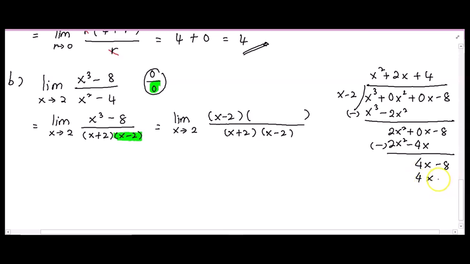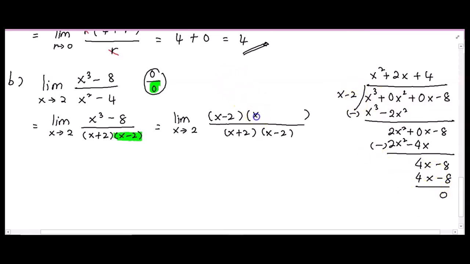Alright, 4x minus 4 multiplied by negative 2, you get negative 8. You should know you will get the 0 remainder, because when you substitute the 2 into x cubed minus 8, you get 0, right? It means that 2 is the zero of x cubed minus 8, so x minus 2 will be a factor of x cubed minus 8. If you divide x cubed minus 8 by its factor, you should get the remainder 0.